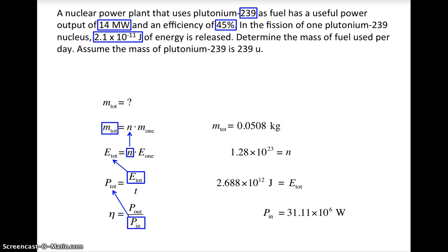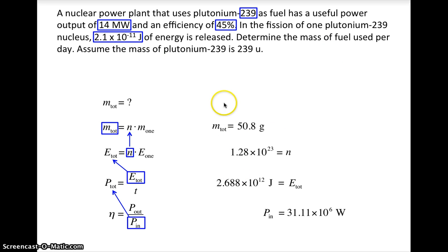Now we can actually convert this to a more appropriate unit. From kilograms, we can change it into grams by replacing the kilo with 10 to the 3. So this value times 10 to the 3 produces this many grams. That's a really small amount of mass to use in a single day.